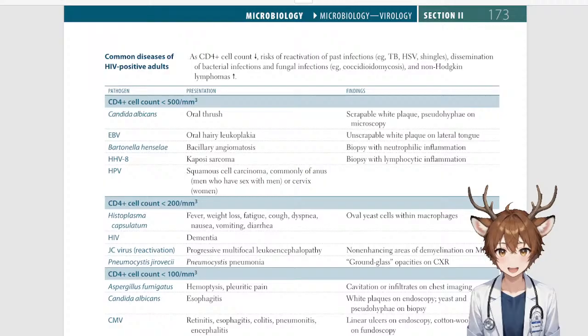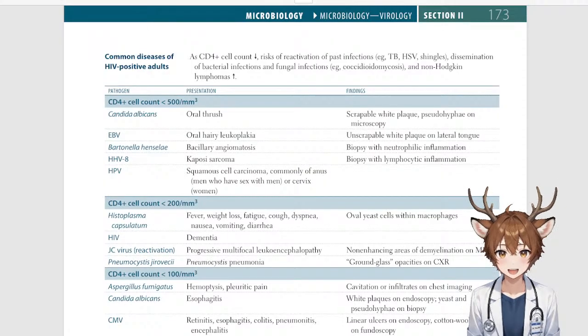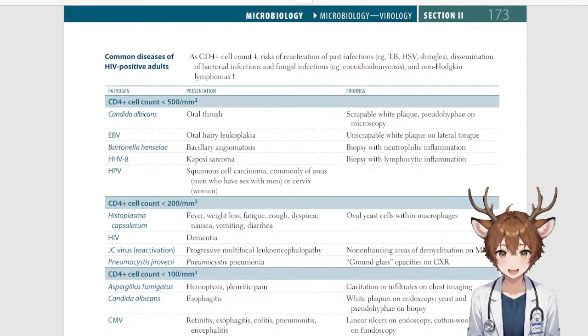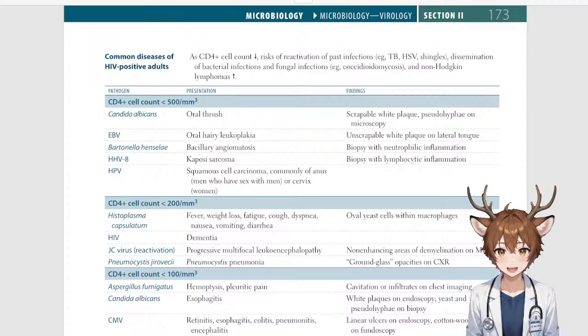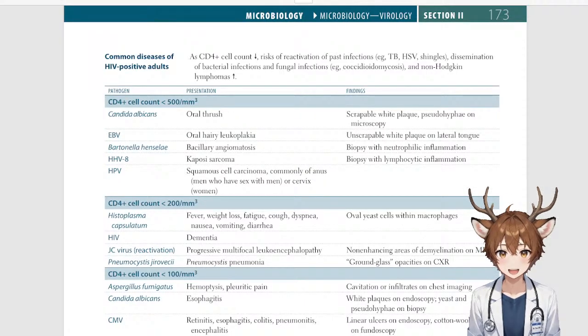What about PJP, Pneumocystis jirovecii? It causes pneumocystis pneumonia. That's a classic disease you would have if you actually have AIDS. You have ground glass opacities on chest imaging. Bear in mind there's other things that could cause ground glass appearance other than PJP, but that's one of the things that can cause it.